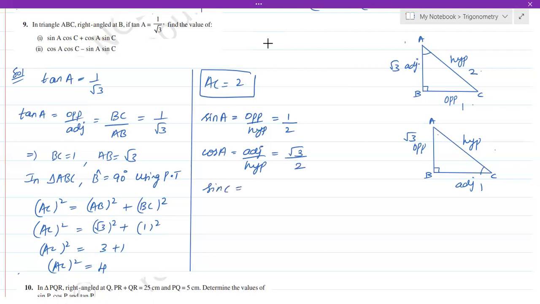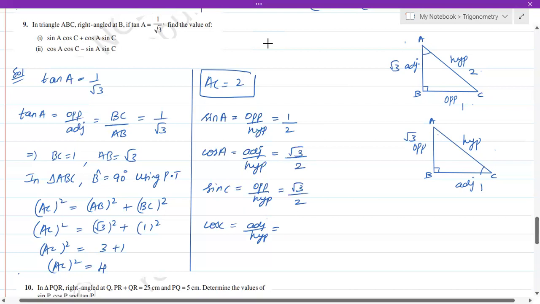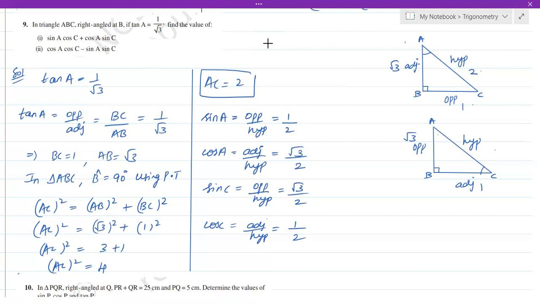Let's find the other things. Sin C is required. So what is sine? Sine is always opposite by hypotenuse. It doesn't change. Now, since the angle is at C, we have to use the second figure. Which is the opposite here? AB, its value is root 3 and hypotenuse remains the same, 2. Now let's find cos C also. Cos is adjacent by hypotenuse. We look into the second figure because the angle is at C. Sorry, adjacent is BC, isn't it? So BC is the adjacent, whose value is 1, and hypotenuse becomes 2. Now let's find the value.